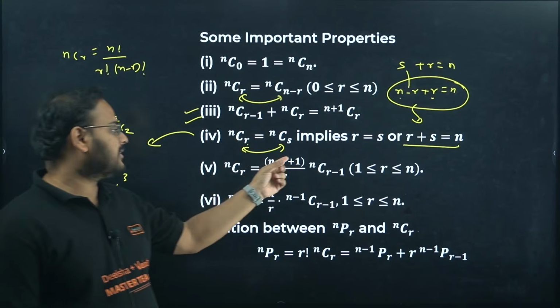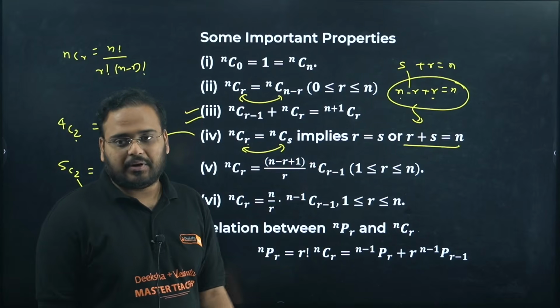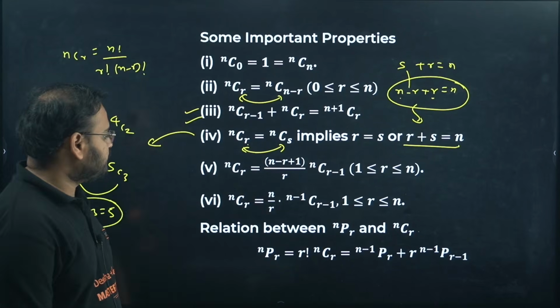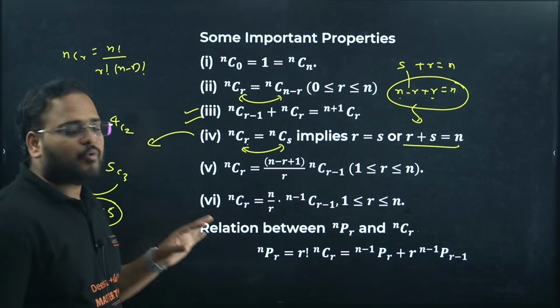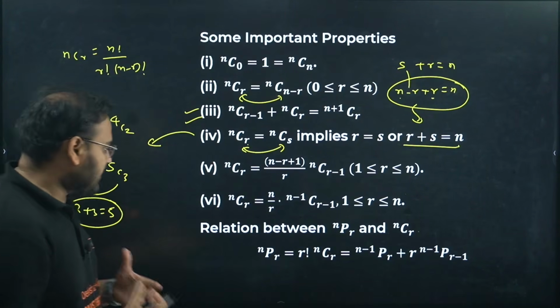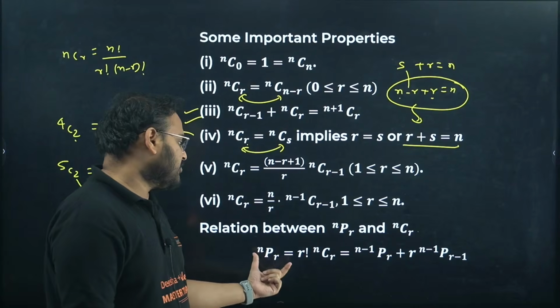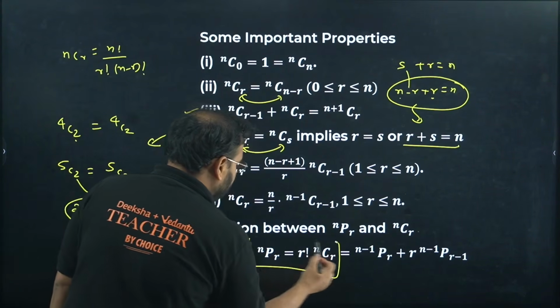nCr equals (n minus r plus 1) upon r times n Cr minus 1. Please go ahead. Again, these are expansions. Over here the most useful ones are 1, 2, 3, 4, where the questions will actually come. And over here, this is the relation of what? Combination and permutation.